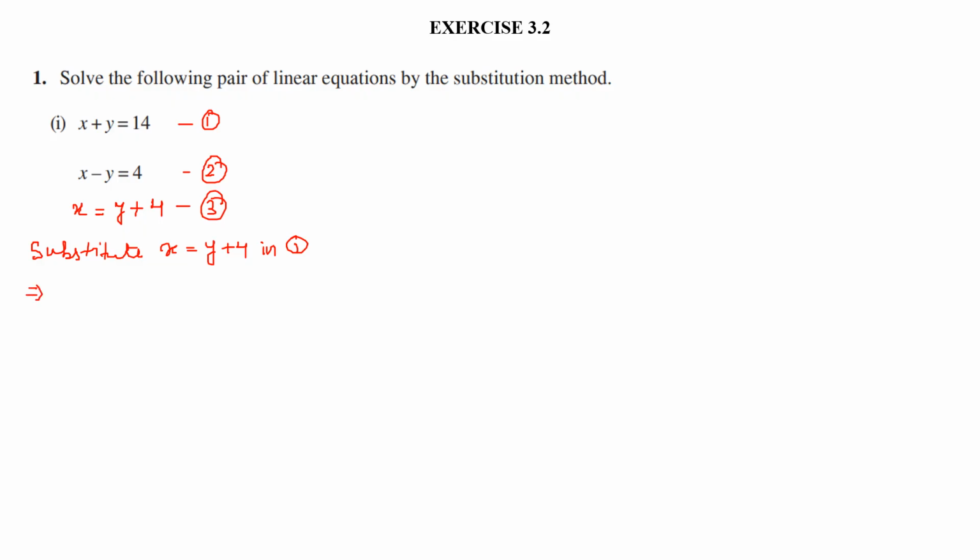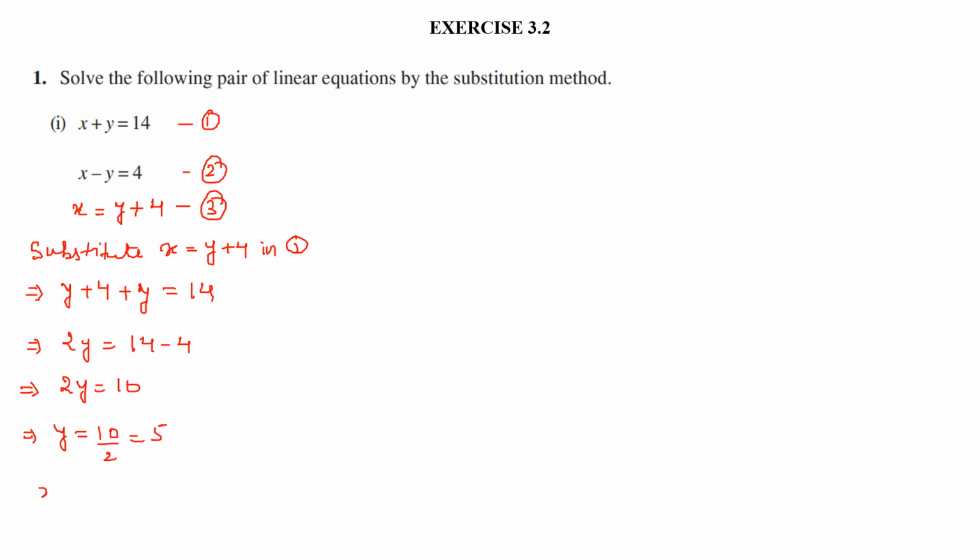So what will happen? In place of x I have to write y plus 4, then plus y equal to 14, and y plus y is 2y, and transpose 4 to RHS, it will be 14 minus 4. So 2y will be equal to 10. So the value of y will be 10 by 2, which is 5. Now you have to put the value of y as 5 in equation 3.